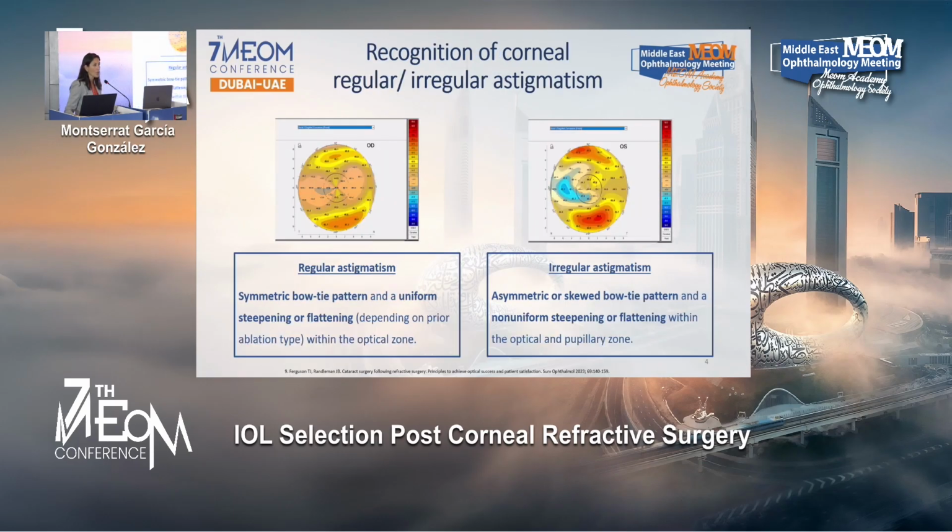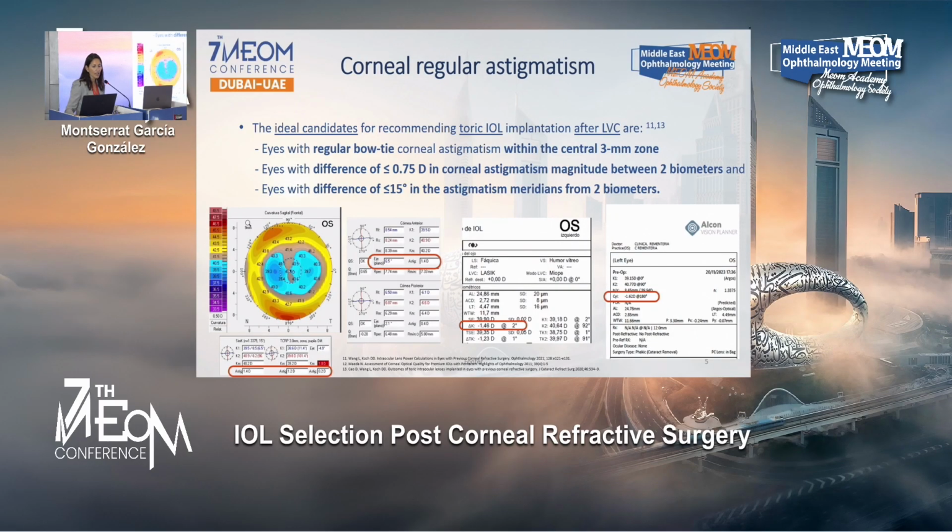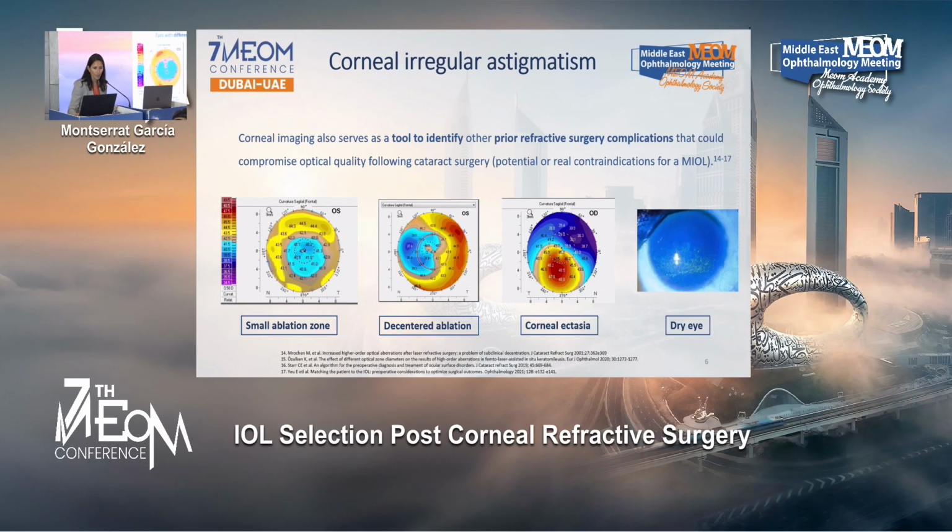So the first step is to recognize if we have a regular or an irregular astigmatism, and the ideal candidates for a toric IOL after laser should be those eyes with regular bow tie corneal astigmatism within the central 3 mm zone, eyes with a difference of 0.75 diopters or less in the corneal astigmatism magnitude measured between 2 biometers, and eyes with a difference of 15 degrees or less in the astigmatism meridians from 2 readings.